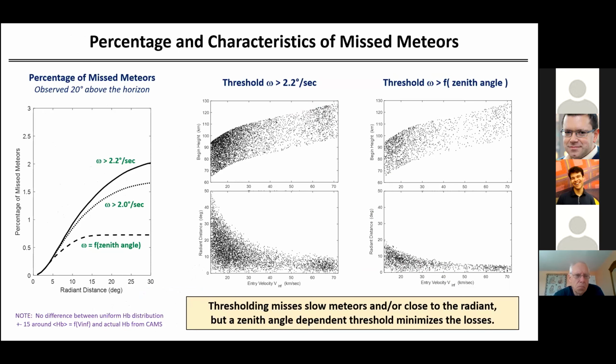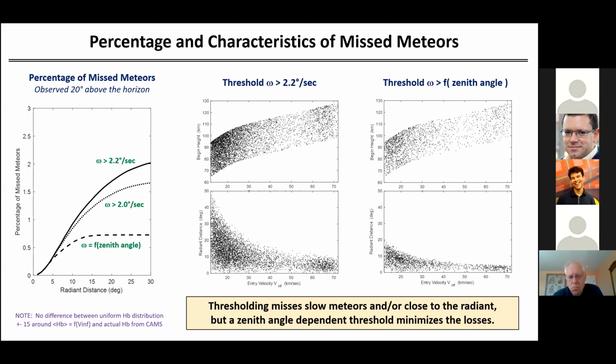Here is the net result from the meteor simulation on the percentage of missed meteors. If you actually use a fixed threshold of about 2.2 degrees per second or 2.0 degrees per second, we're talking in the 1.5 to 2% of meteors actually get missed by using such a fixed threshold. You can actually drop that if you use a zenith angle dependent threshold down to about the 0.5% level. What are the characteristics of those missed? Typically very, very slow meteors in the 10 to 20 kilometer per second range and at low radiant distance.